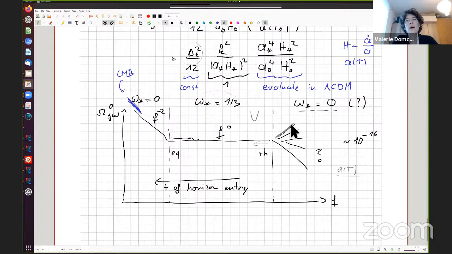then there is a constraint by LIGO. There's also a constraint from simply saying that we know how much, and we'll talk about that also tomorrow, we know how much energy density there is in radiation in the universe, because if we had extra radiation, even if it's dark radiation, and even if we can't see it directly, it would impact the expansion history of the universe.